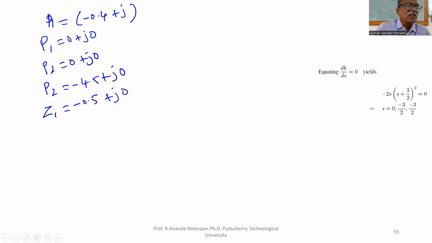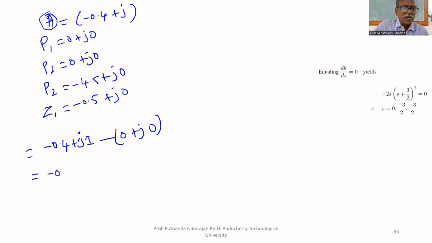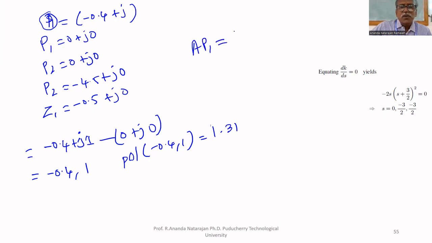How are you finding theta 1, theta 2, theta 3? To find the line joining A to all poles, you subtract from A the pole P1. Minus 0.4 plus J, minus 0 plus J0, gives the same point: minus 0.4, comma, plus 1. Call the function polar to rectangular coordinate. Here we have to consider only the magnitude after subtraction. Minus 0.4, comma, 1 you pass to polar coordinate. What magnitude did you get? 1.31. That is AP1; magnitude AP1 equals 1.31.